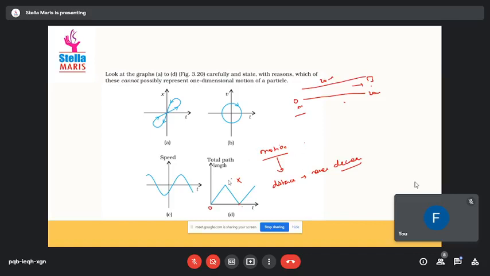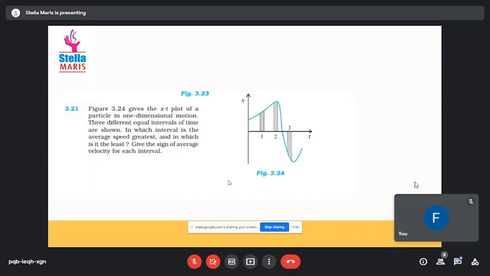Okay, thank you. So we'll move to the next sum. We have a sum here. They have given an x-t graph, a position-time graph, in one-dimensional motion. They have given 3 different equal intervals of time. Underline the point: 3 different equal intervals of time.